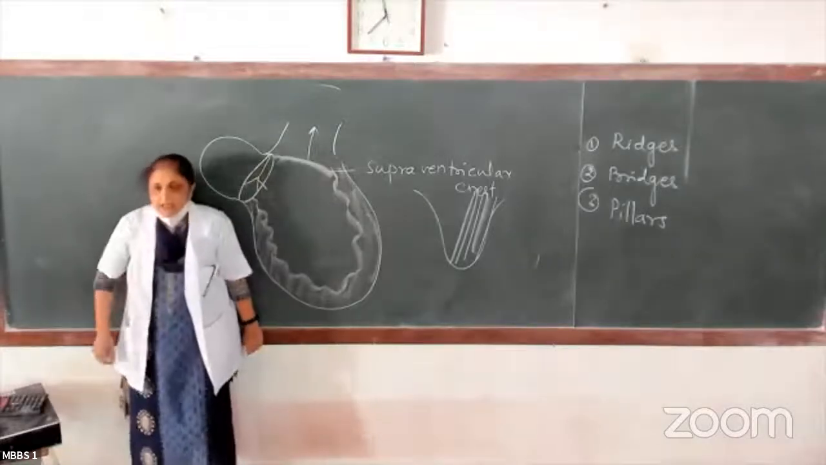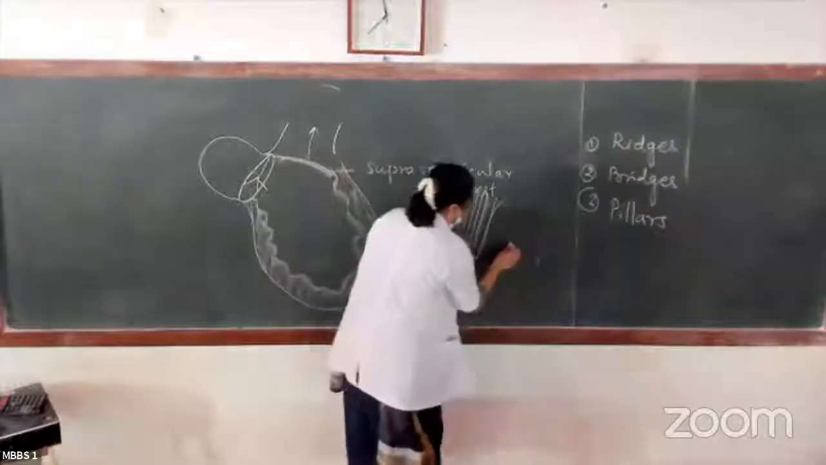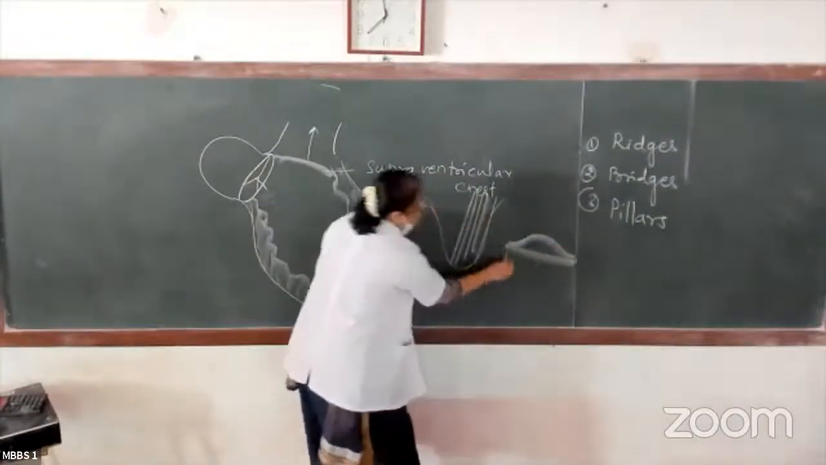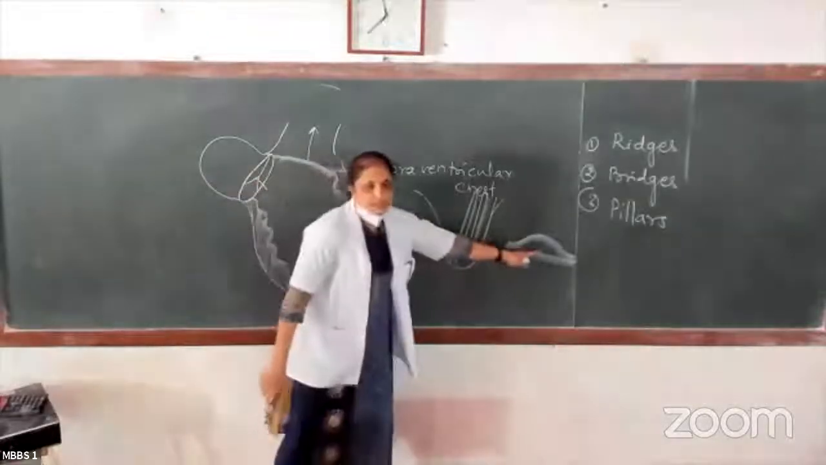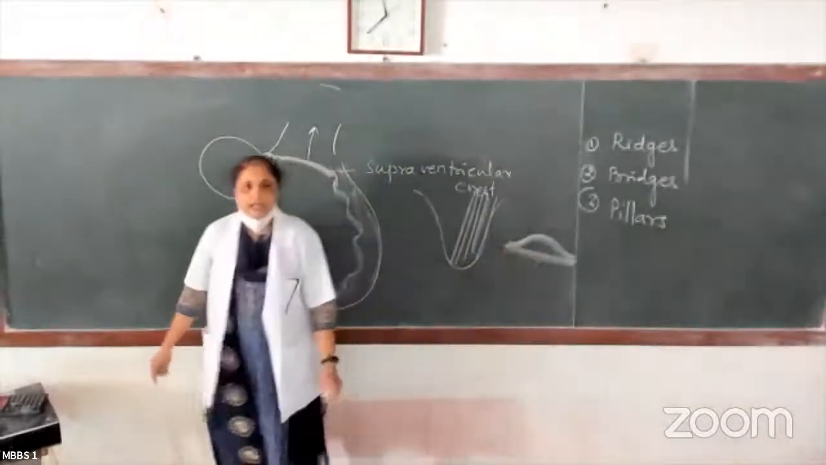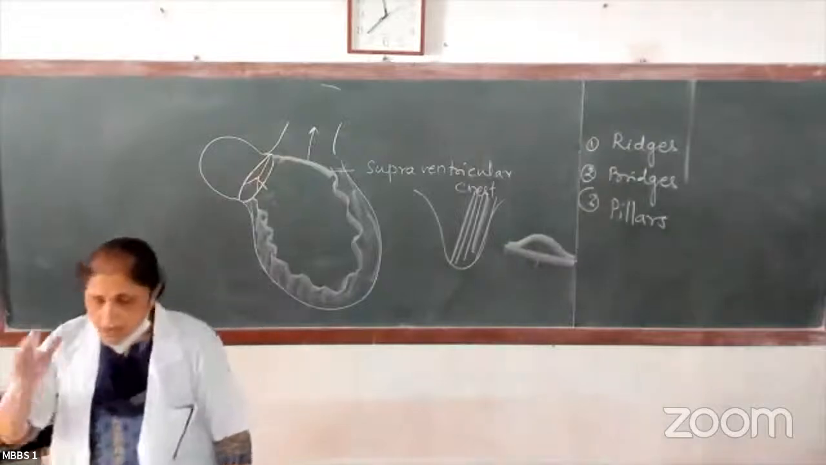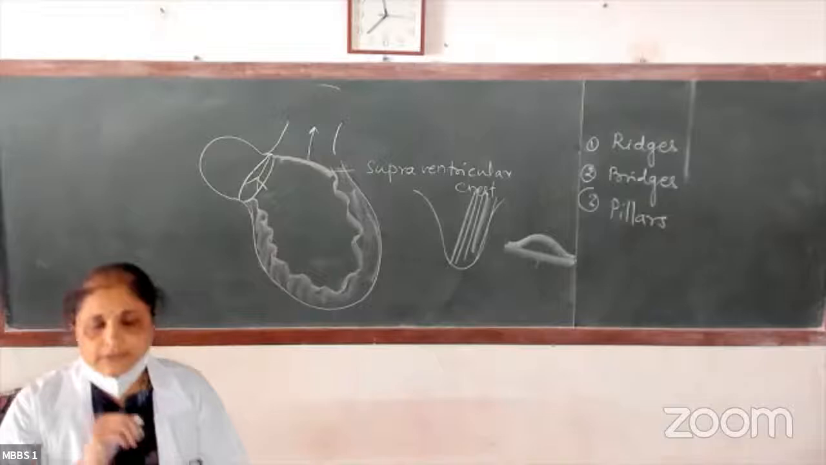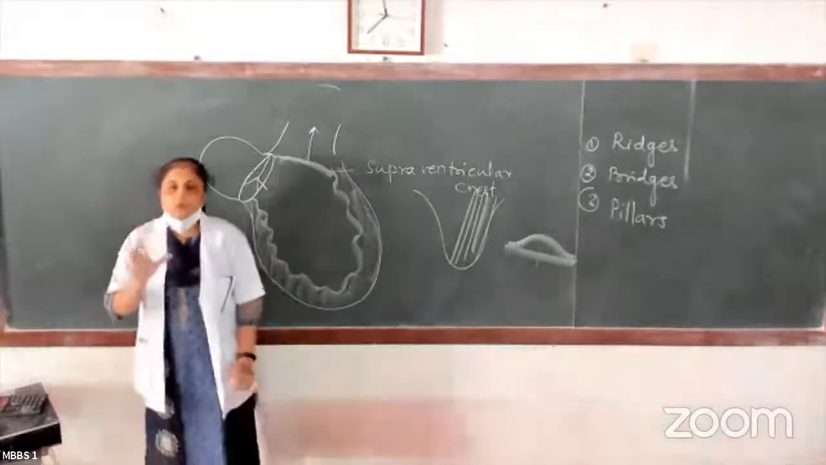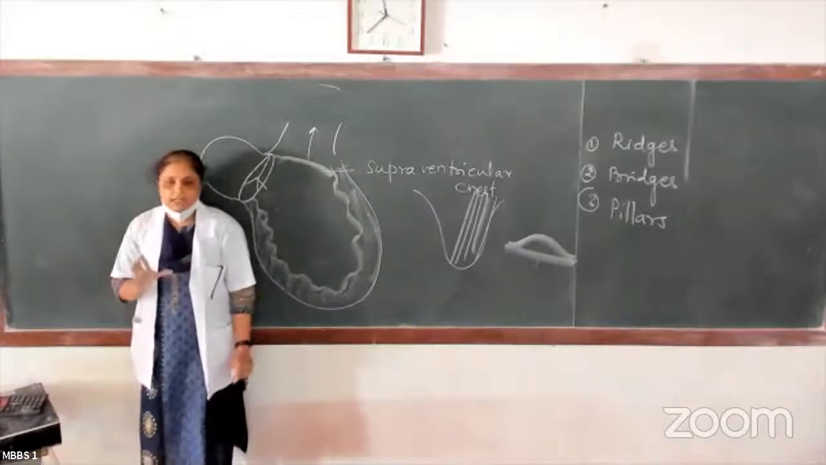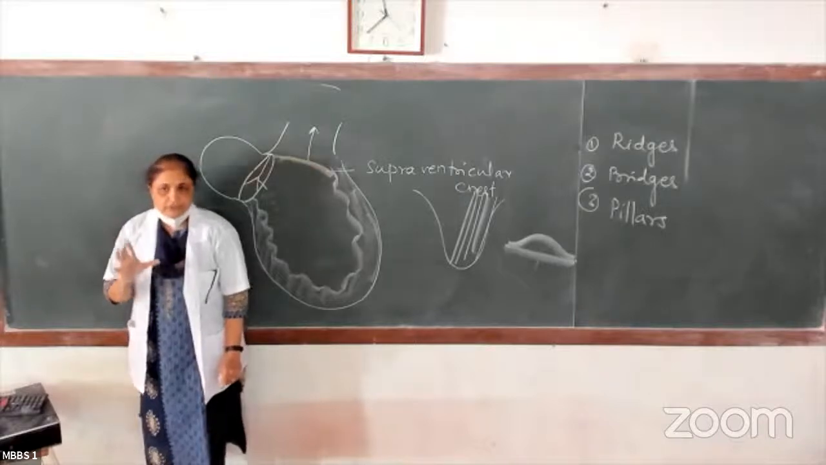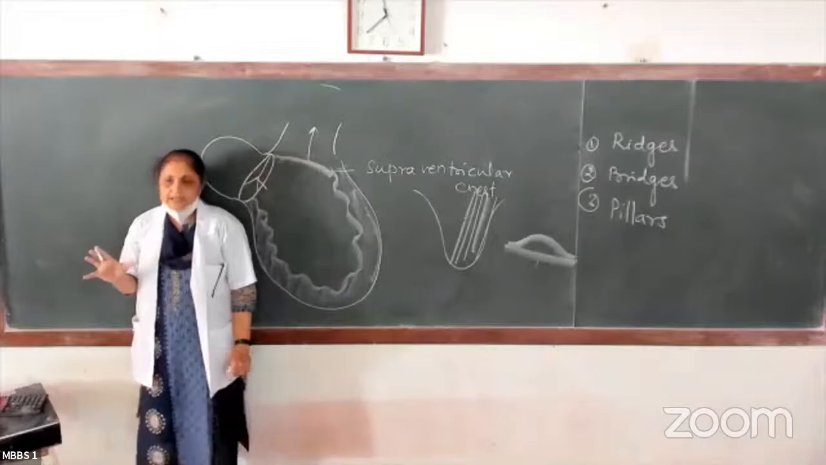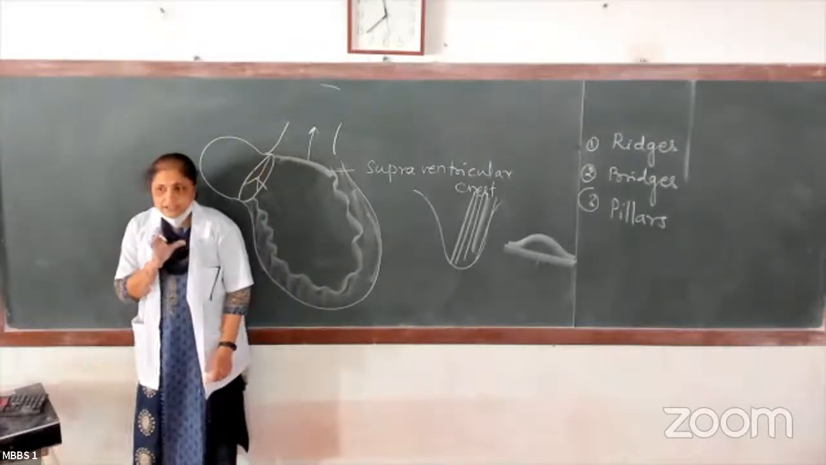The second type is the bridges. Bridges means one end is fixed and the second end is fixed, and you can see the intermediate area with a gap, like a bridge. Now what is the function of these bridges and ridges? They reduce the turbulence, or the speed, of the inflowing blood. They are like speed breakers.